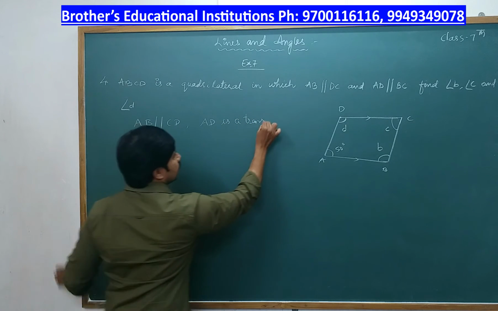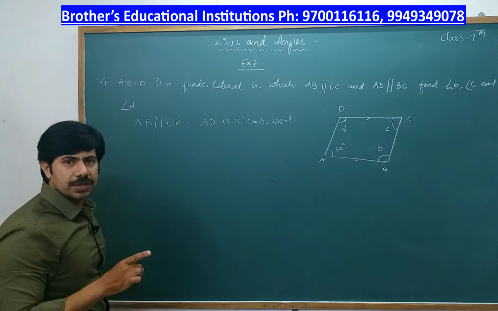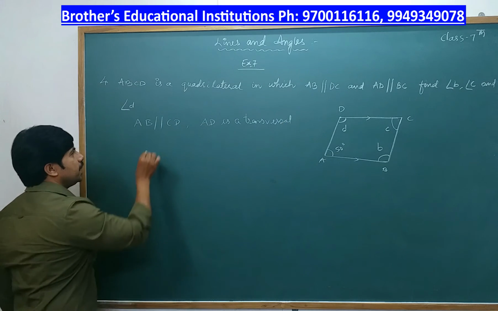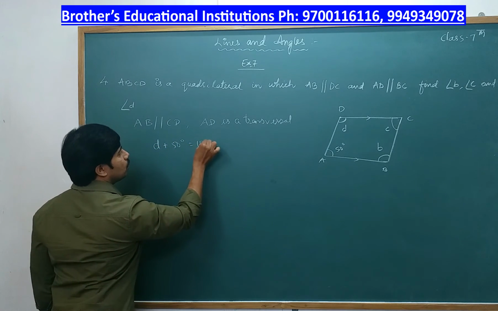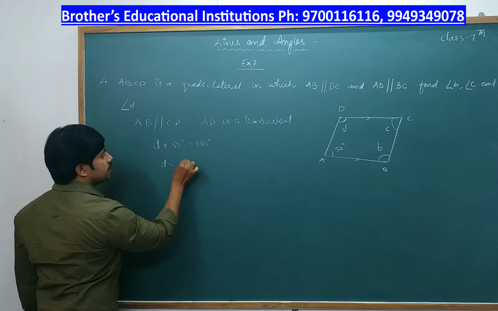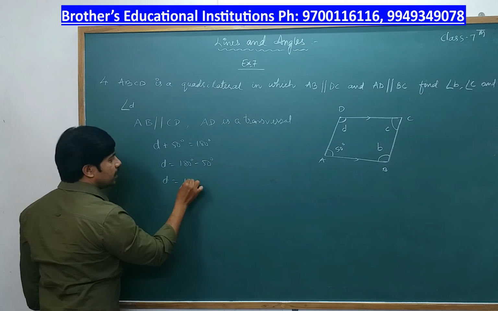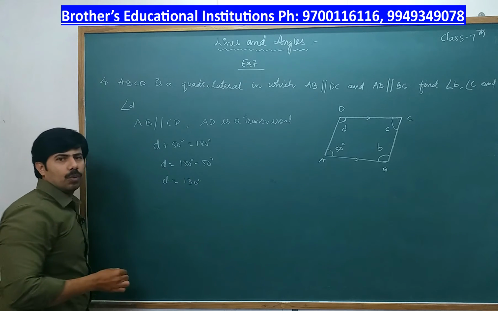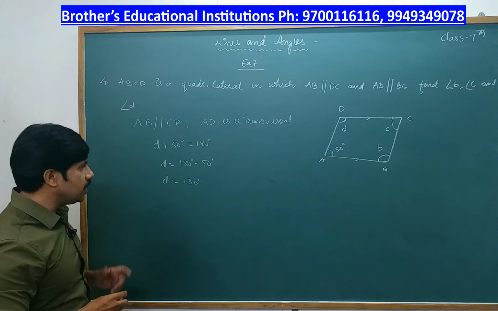AD is a transversal. So the sum of the angles on the same side of a transversal is 180 degrees. That is D plus 50 is equal to 180. So what is D? It is 180 minus 50. So angle D is how many degrees? It is 130 degrees. Right?